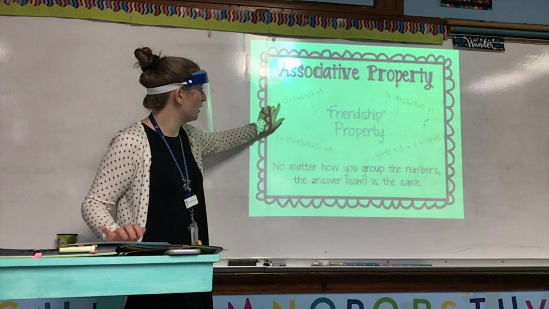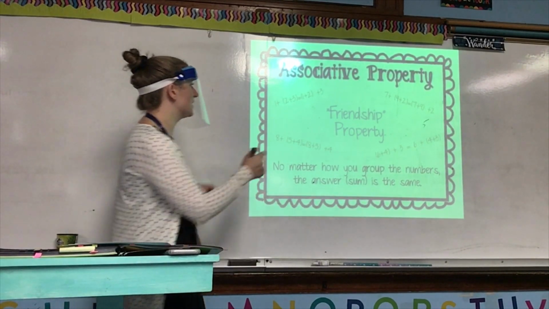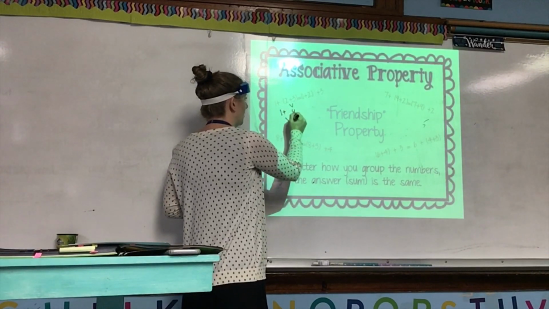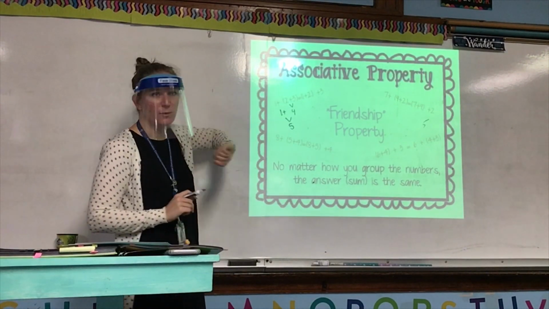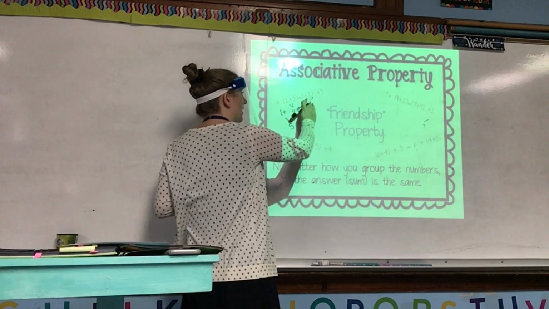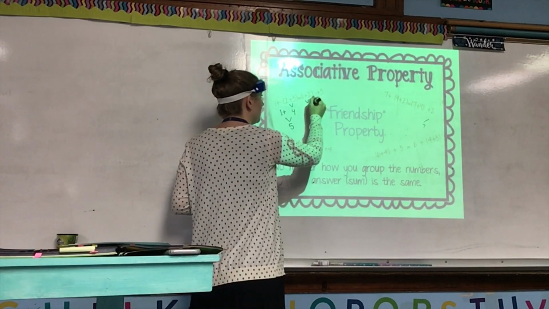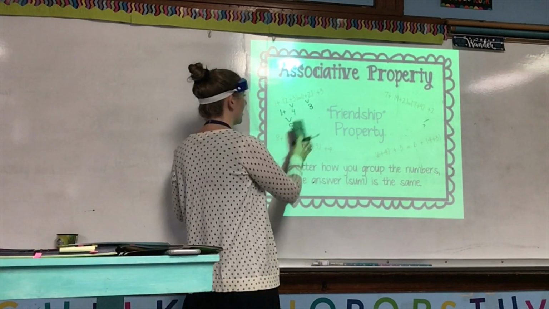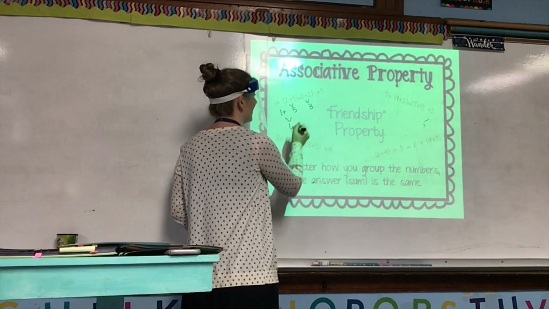So we can see if we have 1 plus 2 plus 3, we get the same answer. We grouped 2 plus 3, which is 5. 1 plus 5 is 6. So in the first one, we put 2 and 3 in a group. Now, if we come over here, we have 1 and 2 in a group. We have the same addends, but now 1 and 2 is in a group. Well, 1 plus 2 is 3. 3 plus 3 is 6.